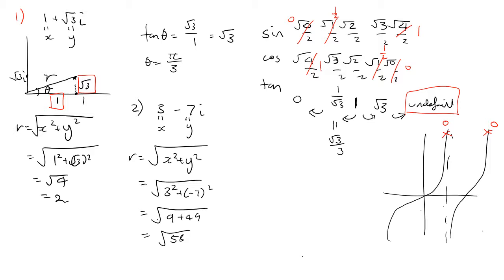Oh, we didn't finish question 1. So let's write the polar form down. So it's 2 cis pi on 3. That's our polar form. Back to question 2.